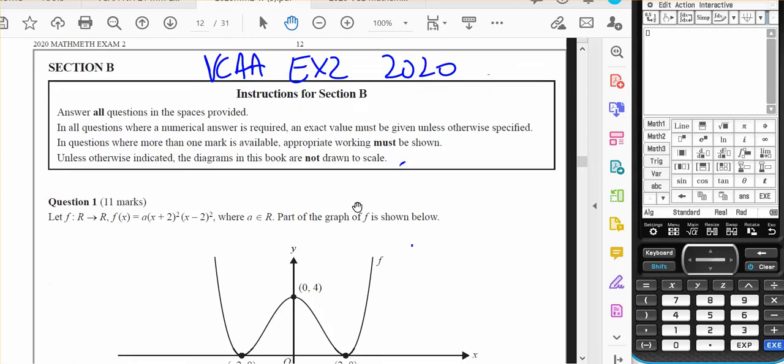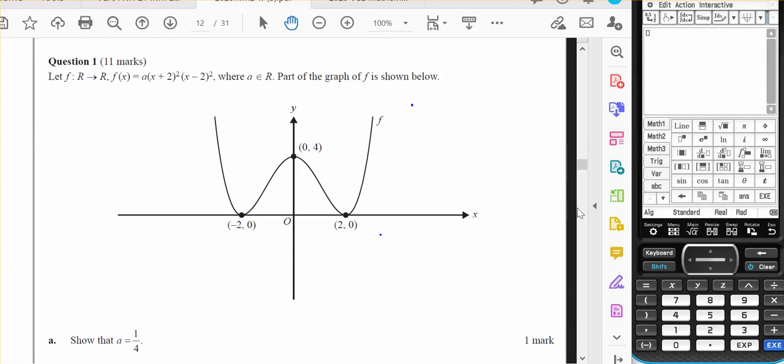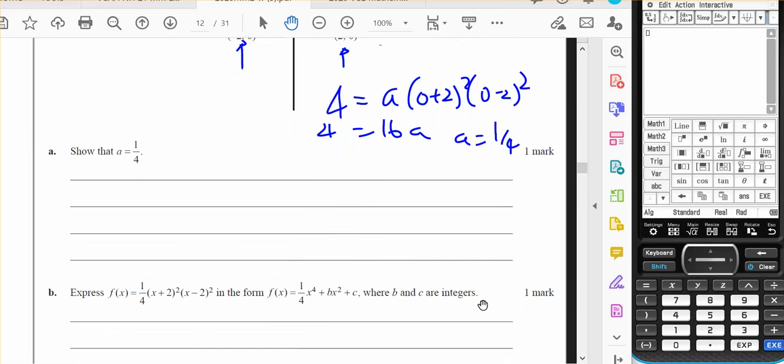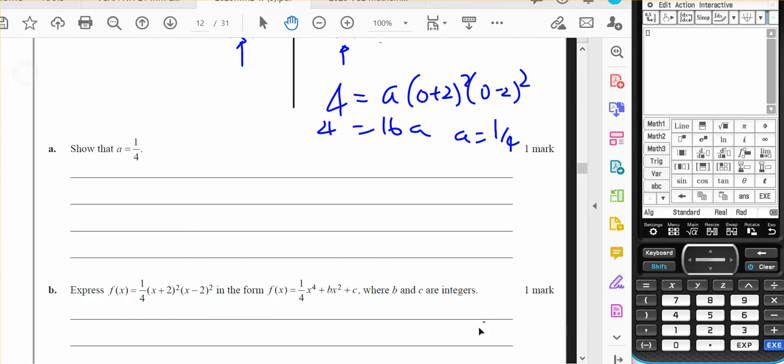Question number 1, part A, show that A equals a quarter. So these two pieces of information gave me those two brackets, so I need to use this piece of information. So 4 equals A times (0 plus 2) squared times (0 minus 2) squared. 4 equals 16A, A equals 1/4. Done.